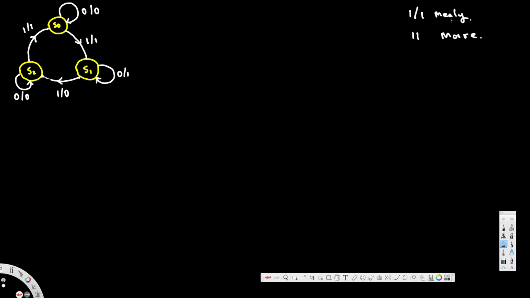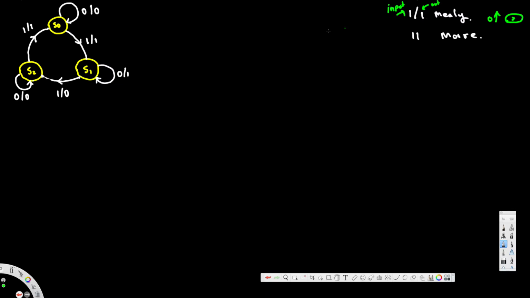The difference between Mealy and Moore is, for Mealy we know that the first number is the input, and the second number is the output. So whenever the output is greater than 0, we will have a conditional box like this. In this one we write the output.